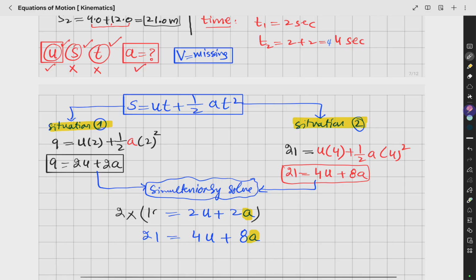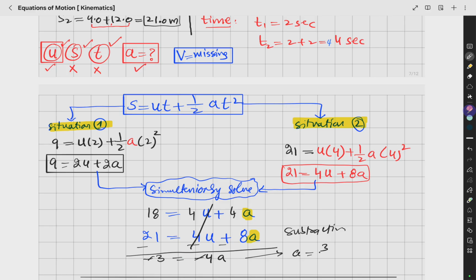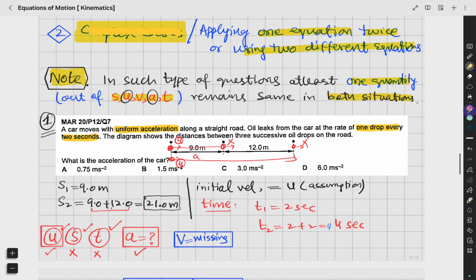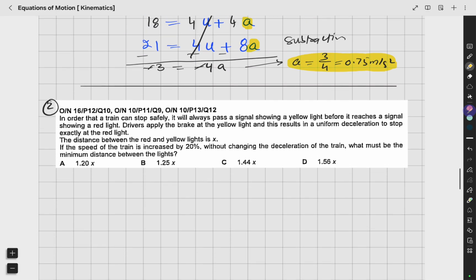So multiplying this equation with 2, this will be 18, this will be 4, and this will be 4 as well. So I just multiply this equation with 2, and then I subtract it. So when you subtract it, this is gone, and this is minus 3, and this is minus 4. Minus minus gone, and you can say a is 3 over 4, which is 0.75 meters per second squared, and this will be your answer. It took us so long to get to this answer, but yes, that's why it is called a complex case, because you have to do a lot of work.